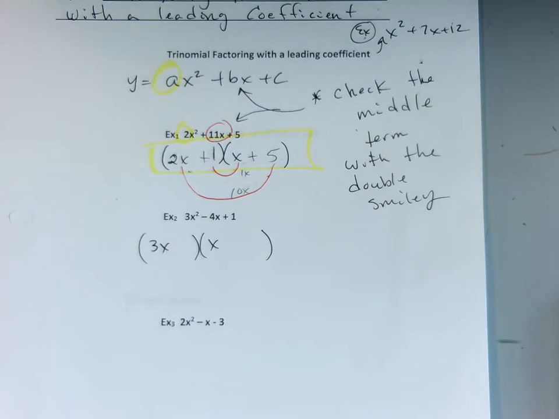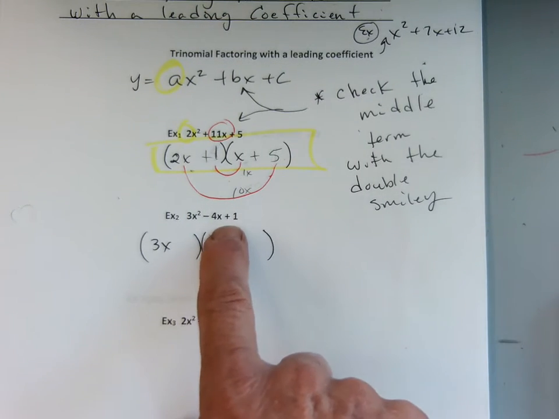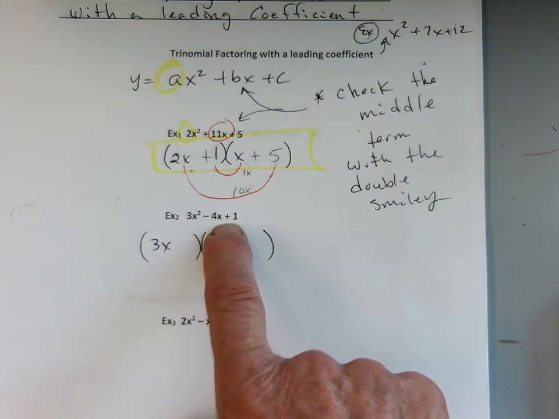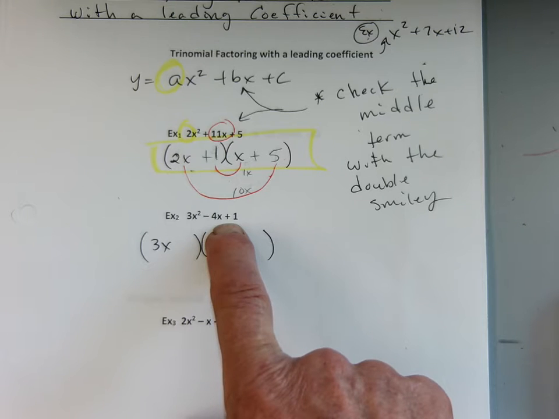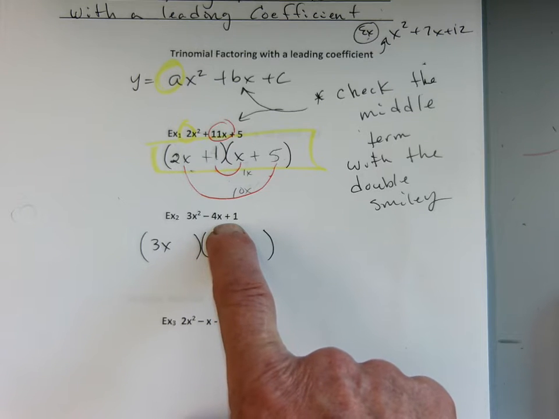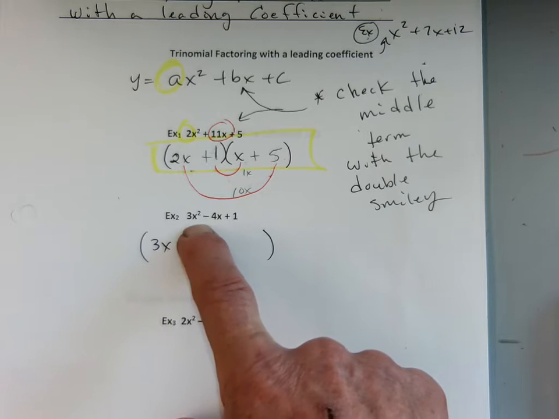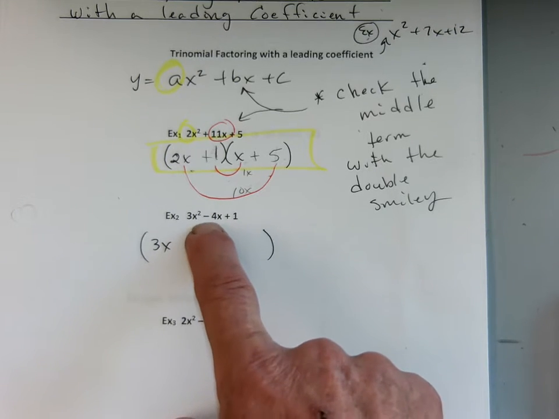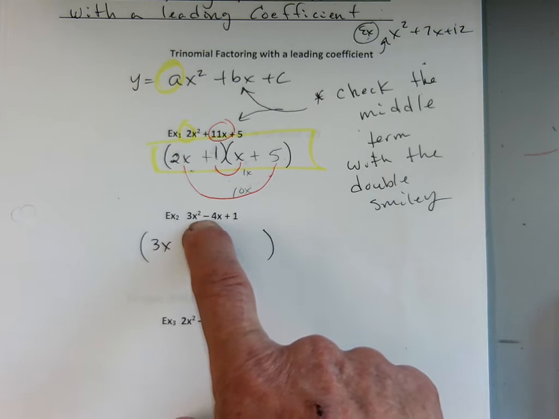Now, let's be smart, okay? There's only one way to make a 1. 1 times 1. You guys agree with that? Except it's going to be negative, negative. How do I know it's got to be negative, negative? Negative times negative makes positive, but I've got to get a negative 4x. That makes sense why I'm going to go negative, negative?